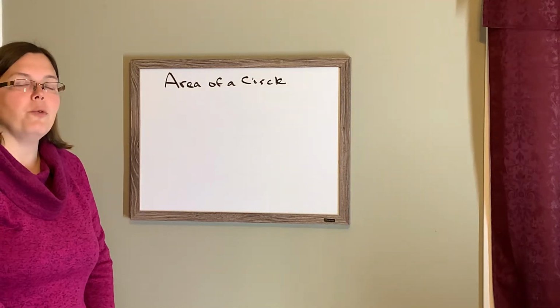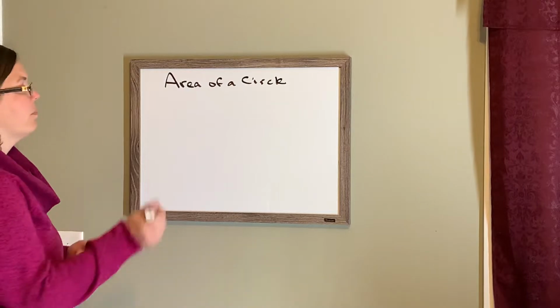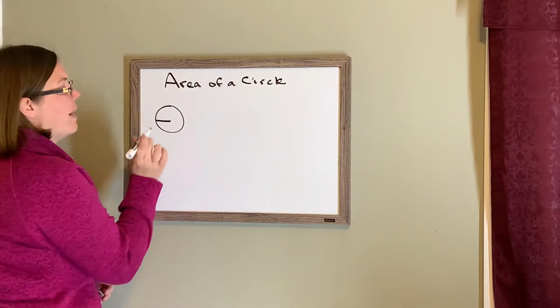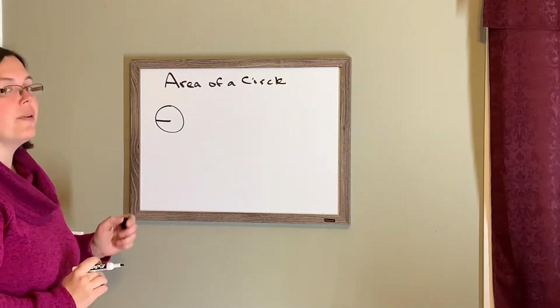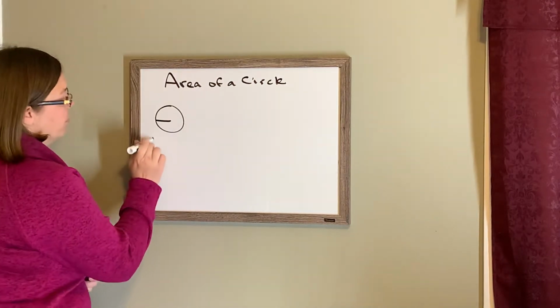In this video, we'll be talking about area of a circle. Let's review a couple things. First, we have a radius. We know a radius goes halfway through the center of the circle. It goes from the center to the outer edge.